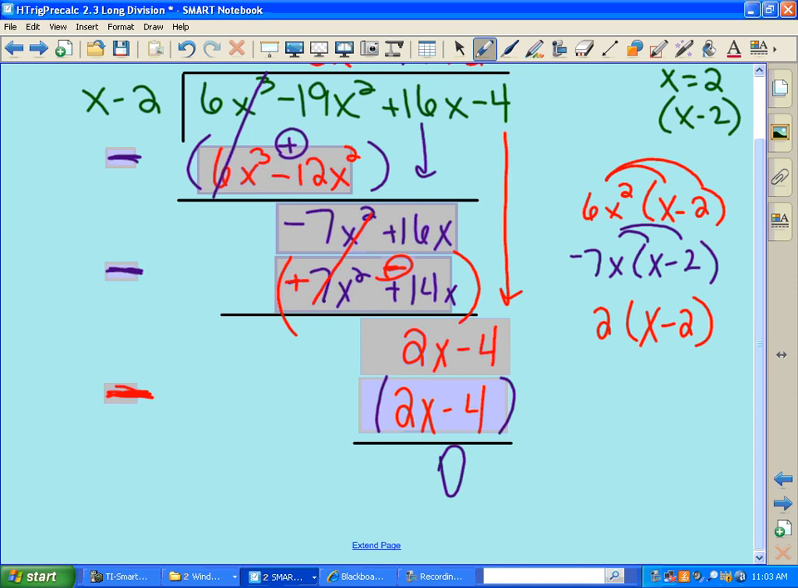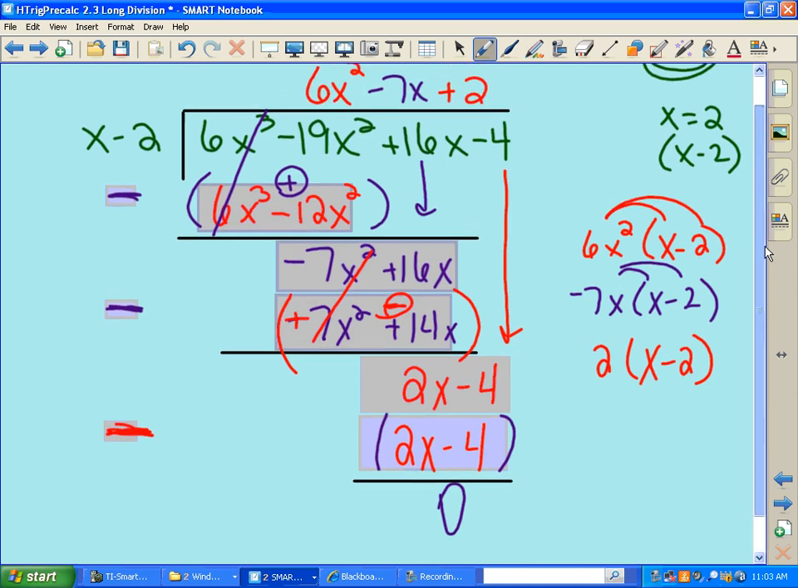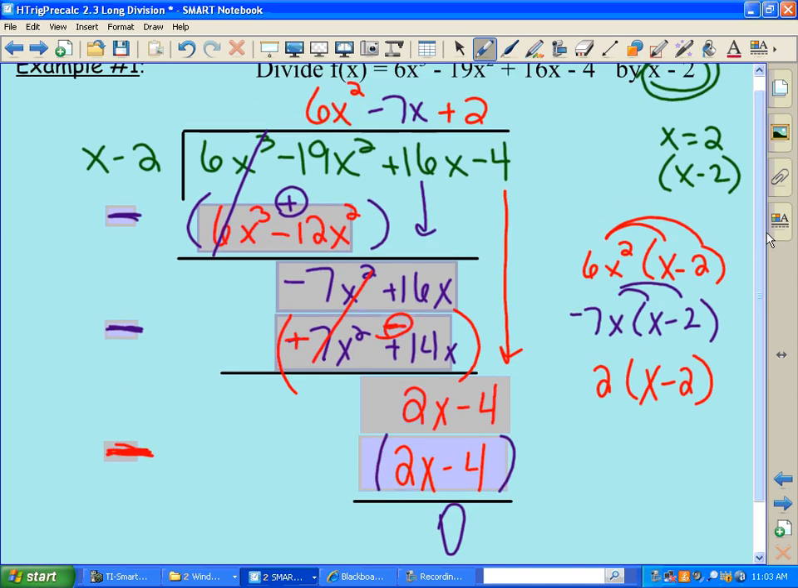This being 0 is important because we found x equals 2 to be a 0. So this has to be a remainder of 0 to show that it is a 0. So this proves that x equals 2 is a 0, or an x-intercept. If it isn't 0, then it's not an x-intercept. So I have to have a remainder of 0 for it to be an x-intercept.